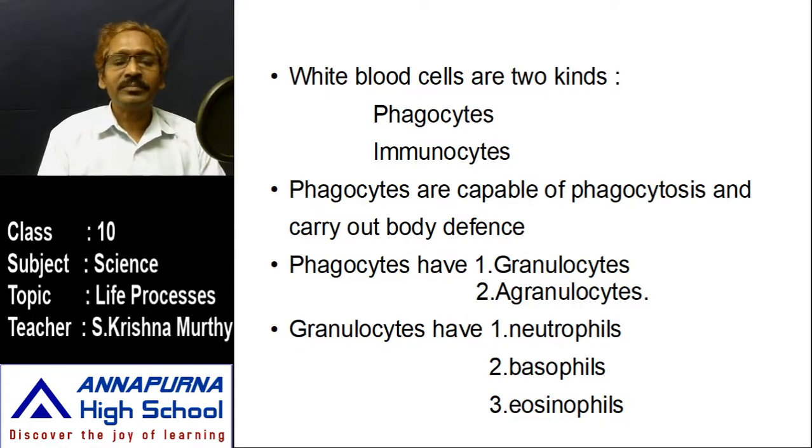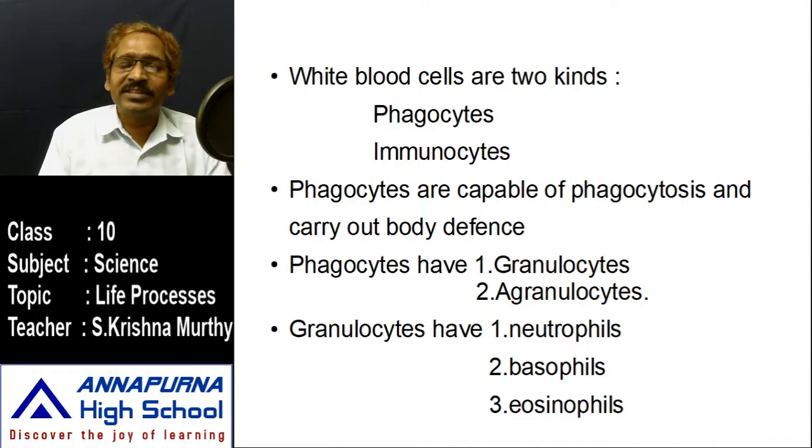And granulocytes are of three kinds. What are the three kinds of granulocytes? One is neutrophils, another one is basophils, and another one is eosinophils. These are granulocytes: neutrophils, basophils, eosinophils.